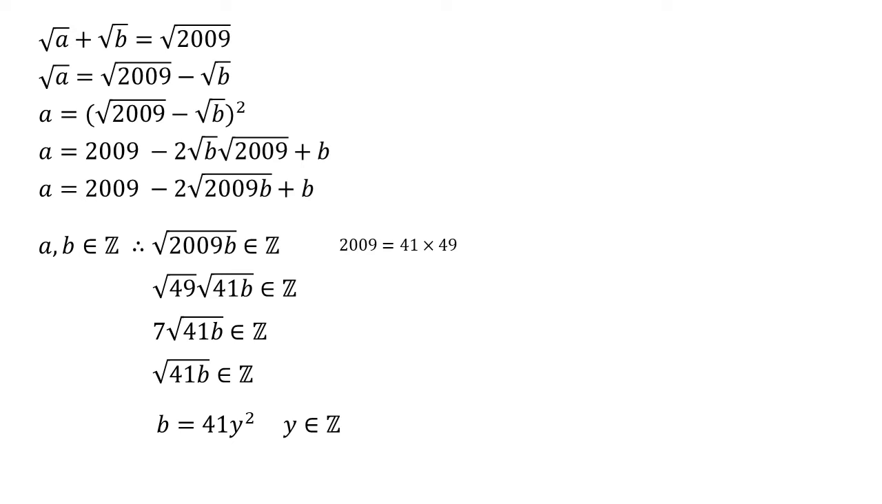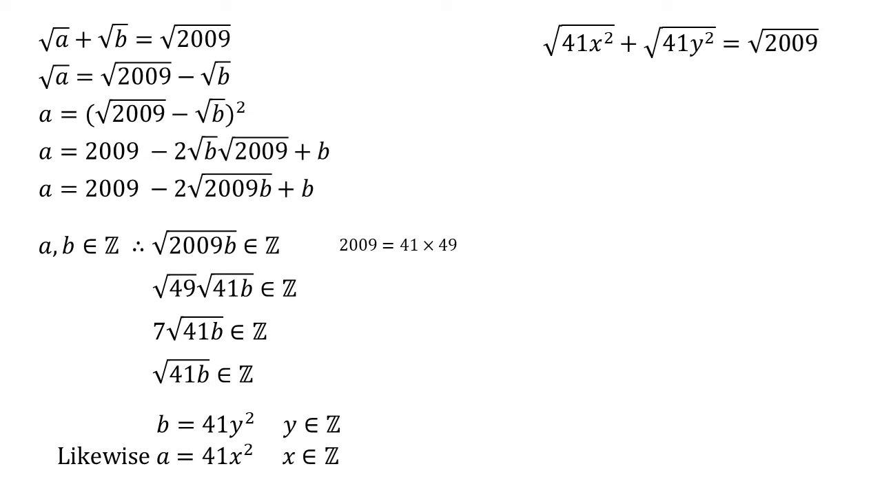Now if at the beginning we'd done this exact same method, but instead of subtracting the root b, we had subtracted root a, we'd go through the exact same steps. By the same logic, we'd get that a is equal to 41x squared, where x is also an integer. Now we've found expressions for a and b, let's substitute them into our original equation. So we get root 41x squared plus root 41y squared is equal to root 2009.